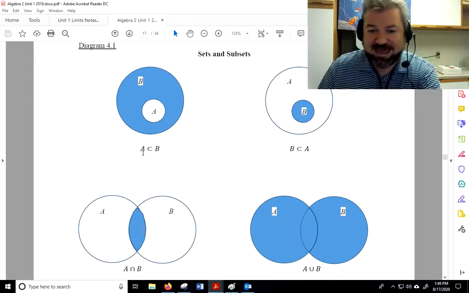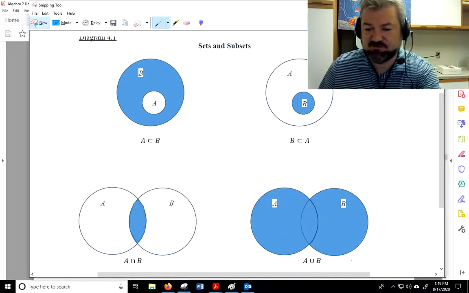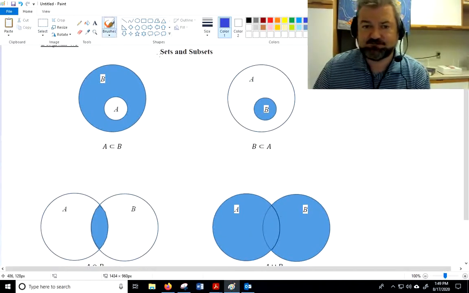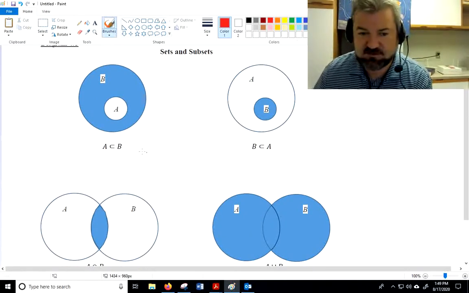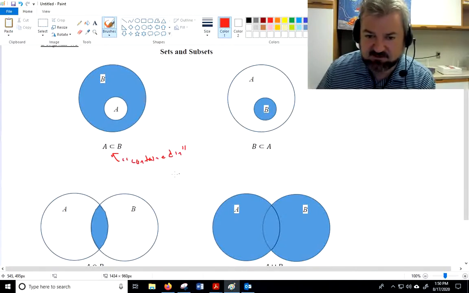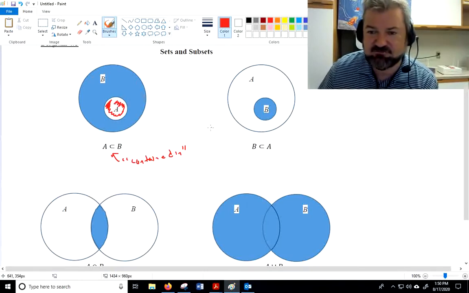This is read A contained in B. Let me bring this over to my paintbrush because I want to be able to draw on this a little bit. That symbol looks like a C, and it's read contained in, or just contained. A is contained in B. All the members of A are also members of B. They're completely contained in, but strictly smaller than.